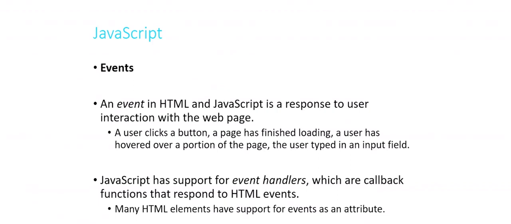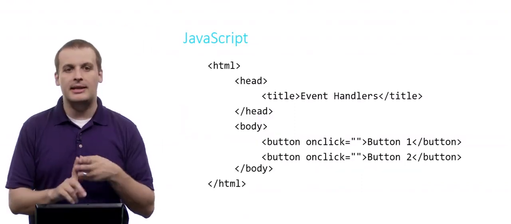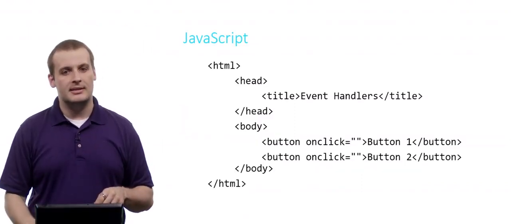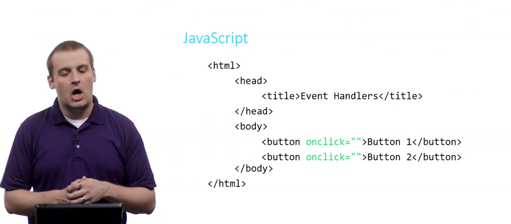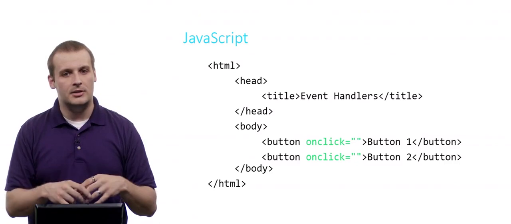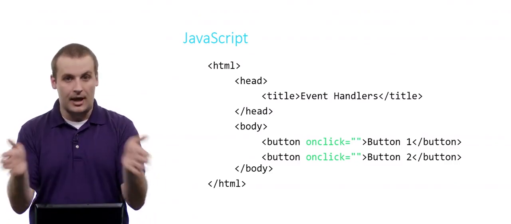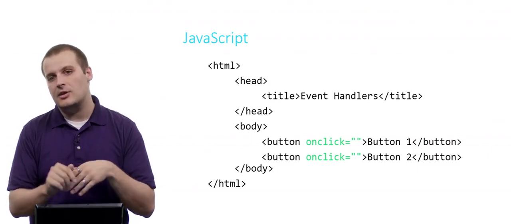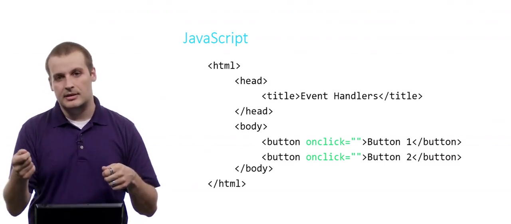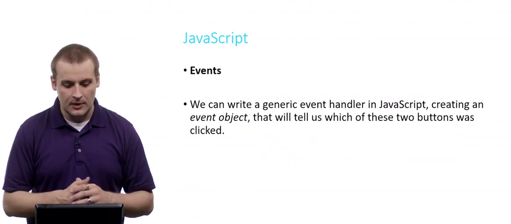Many elements of HTML have support for events as an attribute. So here's an example of some really basic HTML. I have my head and my body, and inside of the body, there are two buttons. And they have this attribute called onClick. OnClick is basically a definition for an event handler, so that I want something to happen when I click the buttons. Right now, it's nothing. But I can put something in there so that when I click on either of those buttons, the function in between the quotation marks would get called.